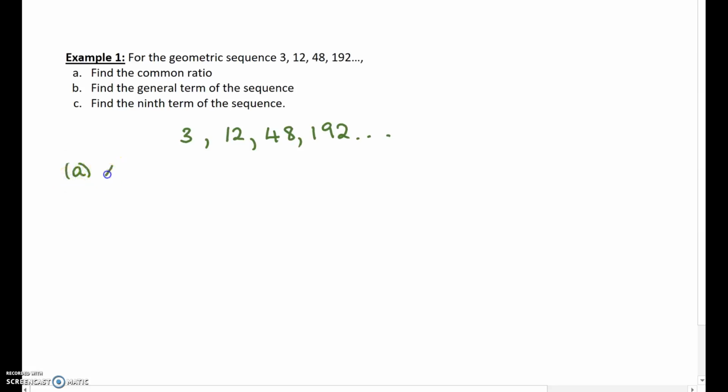So we said we're multiplying by 4, so that means 4 is the common ratio. Okay, that's what we call the common ratio. It's the number you multiply with every time.